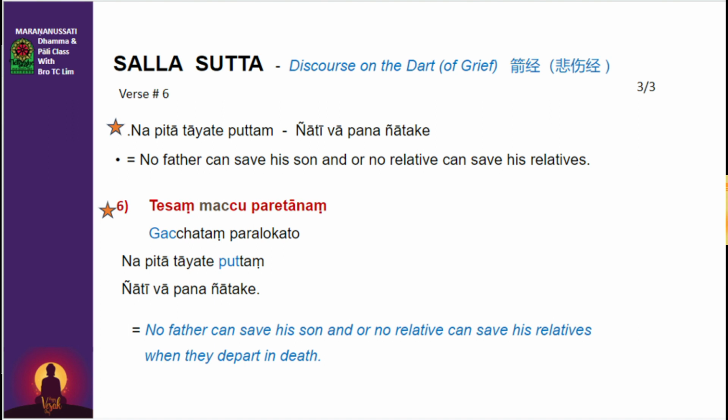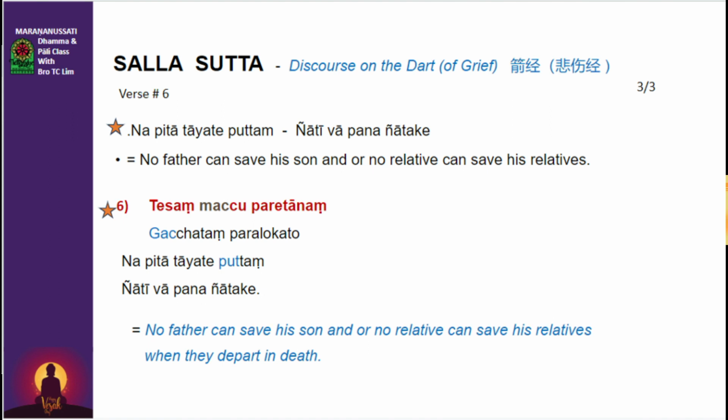So verse 6 in full. Tesang macu paritanang kacatang para lokato lepita tayate putang nyati va pana nyatake. No father can save his son, and no relative can save his relatives when they depart in death.